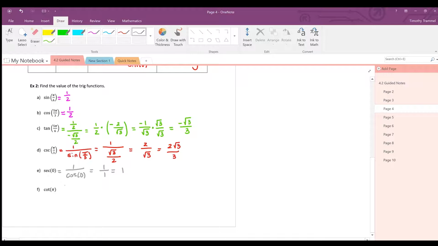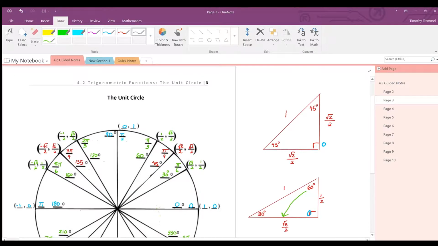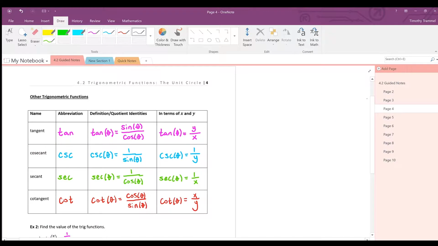And then cotangent of pi. So we know that this is supposed to be the x coordinate over the y coordinate. Okay. So let's go take a peek at that. If we find pi over here and we do the x over the y, well, the x is minus 1 while the y is 0. So minus 1 over 0, that's undefined. Okay. So we actually don't get anything here. We just get undefined. Okay.